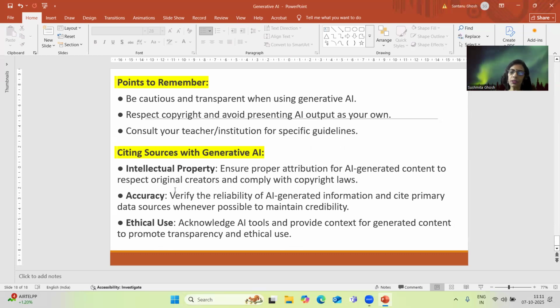With generative AI, keeping yourself safe means you cite the resources, ensuring proper attribution for AI generated content to respect the original creators and comply with copyright laws. That is important. Accuracy: you have to verify the reliability, because if the AI model has been trained on biased data, then your output will not be correct. So it's important that you judge the accuracy before accepting the data directly. And of course ethical use: acknowledge the AI tools and provide context for generated content to promote transparency and ethical use. Whatever you do, do it ethically. That is very, very important.